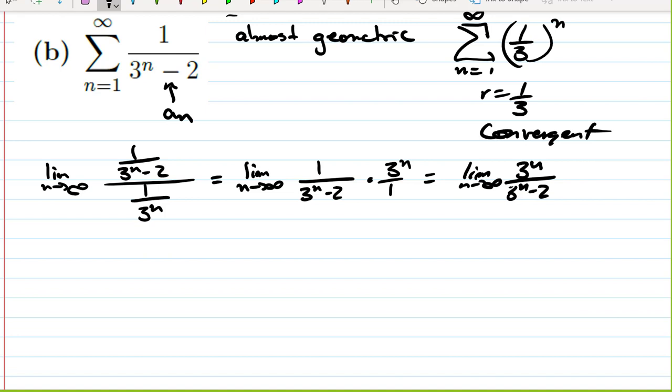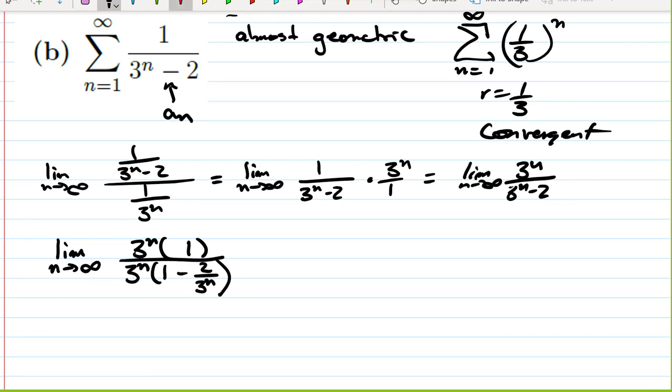So we want to factor out our greatest common factor from each the numerator and the denominator. So if we do that, we have the limit as n goes to infinity. I factor out a 3^n, that leaves behind a 1, and I factor out a 3^n, that leaves behind a 1 minus 2 over 3^n. Then these reduce out, and as n goes to infinity, a constant over infinity is going to go to 0. So then this limit converges to 1 over 1, which is just 1.